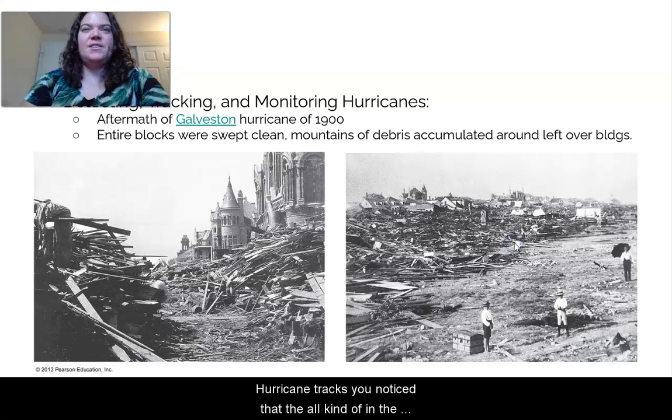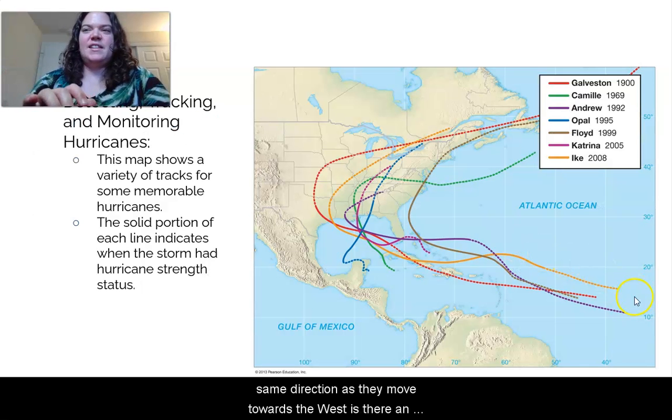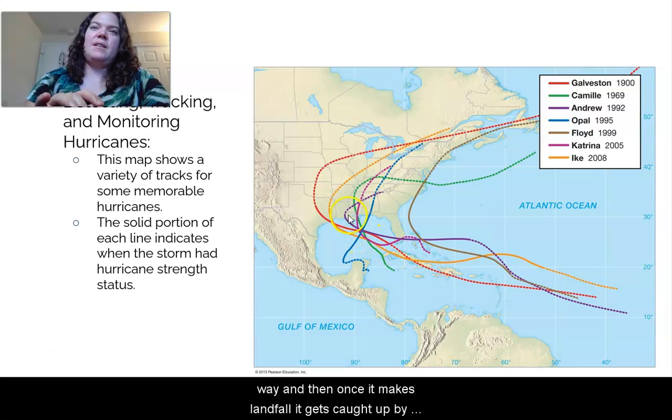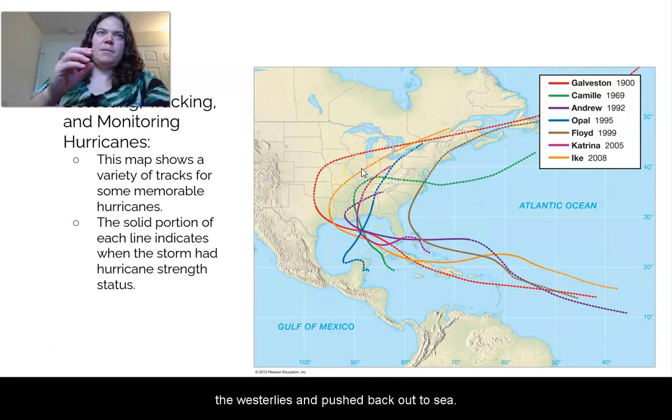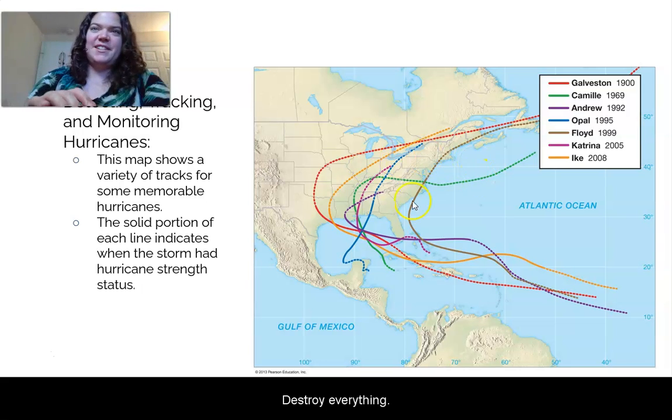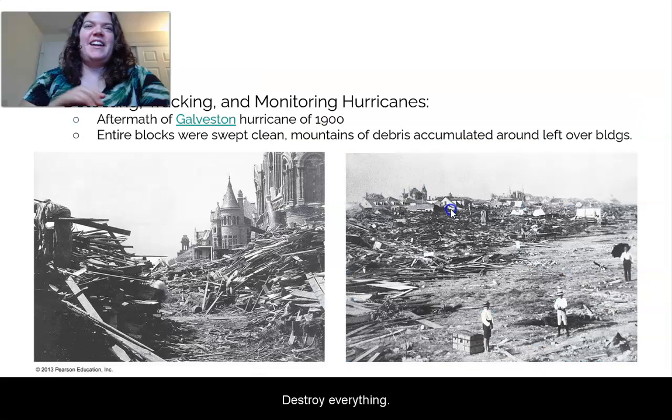Anyway, so hurricane tracks. You'll notice that they all kind of move in the same direction, right? They move towards the west because they have easterly flow here. So there's easterly flow here pushing it this way. And then once it makes landfall, it gets caught up by the westerlies and pushed back out to sea. Thank goodness. Otherwise, it would just sit here and destroy everything.